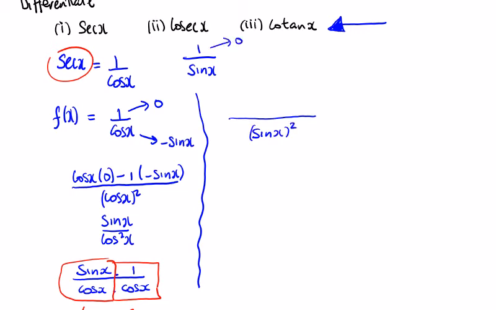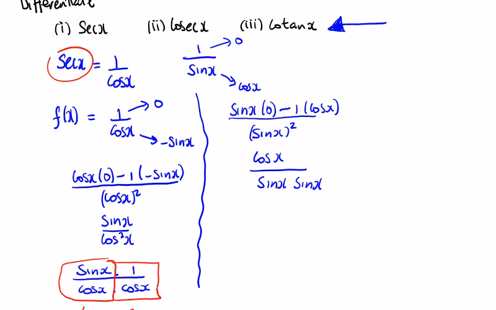Again, differentiate each: sine x goes to cos x and 1 goes to 0. So on top, we have the bottom by the top differentiated plus the top by the bottom differentiated. So I'm going to end up with cos x over sine x sine x. I'll write it like this. Obviously that's not a plus, that's a minus in the middle.